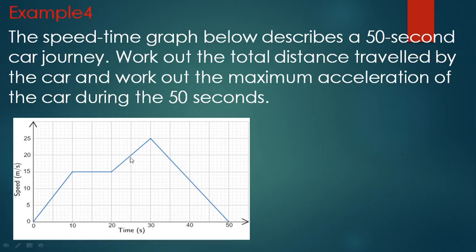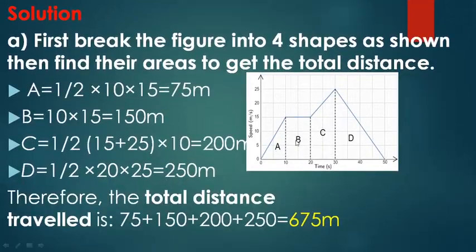Then to find the total distance, as we have learned from above, we find the area of the figure. So we shall divide this figure into parts as follows. Part A, which is a triangle, then part B, a rectangle, part C a trapezium, and part D a triangle. Then from there we find the area of all the parts, and then we add up all the areas to find the total distance.